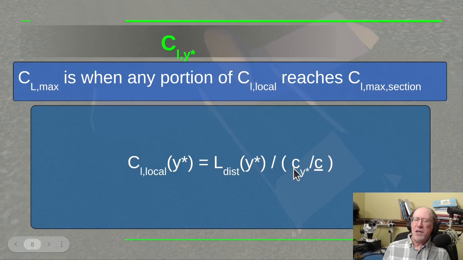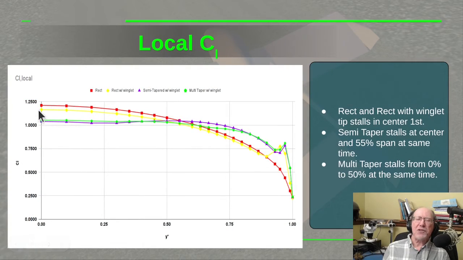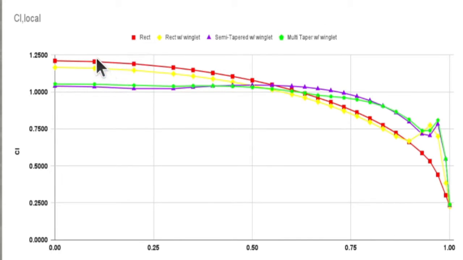We've used this equation. You're taking a lift distribution and then dividing by the chord ratio, the ratio of local chord by the mean chord. And that's what this is over here. So this is local coefficient of lift as we go across the span. And I did it for the 4 wings I'm interested in. The red one's a rectangular wing. This yellow one, which I'm sorry is kind of hard to see, is a rectangular wing with winglet. The purple one with the triangles is the semi-tapered one. And then the green one with the diamonds, actually those I guess are hexagons, is multi-tapered. And multi-tapered is the one I eventually want to build. I think it's going to be the best performing one.